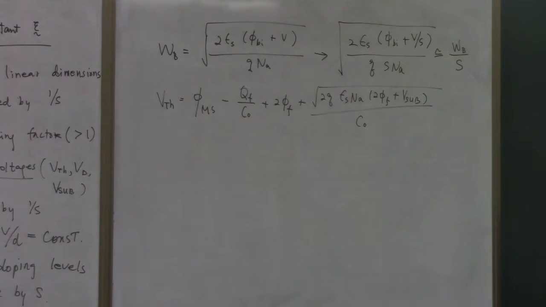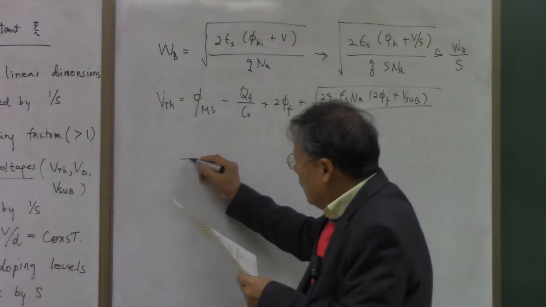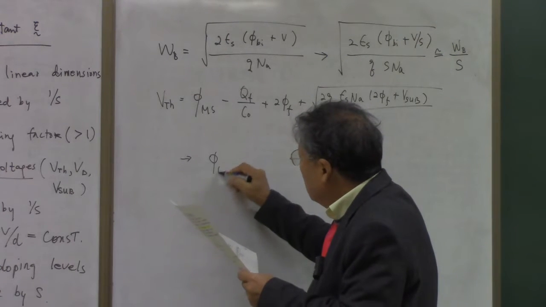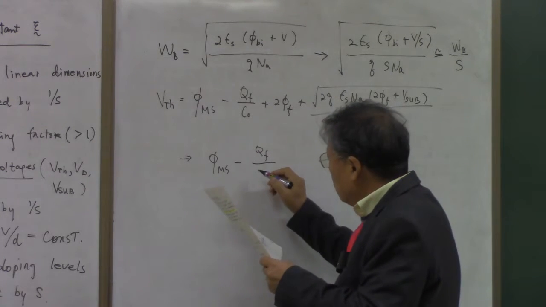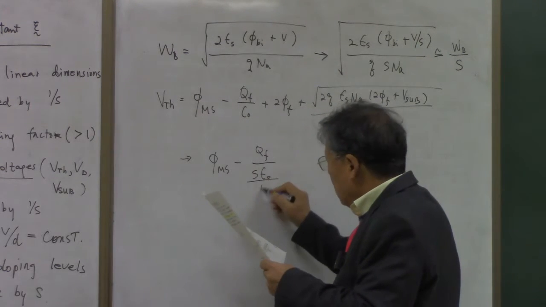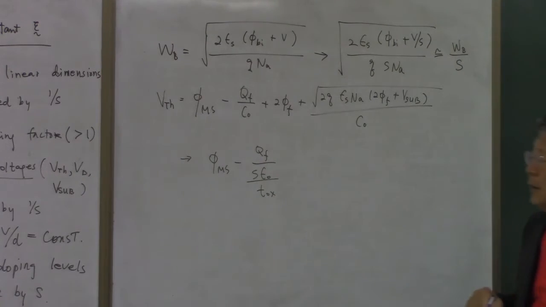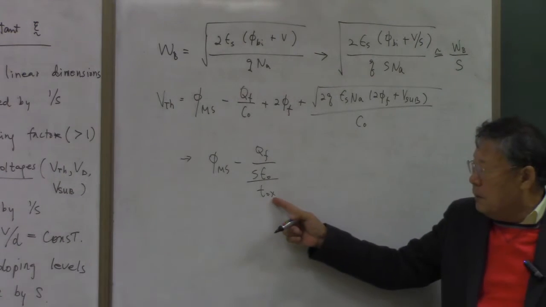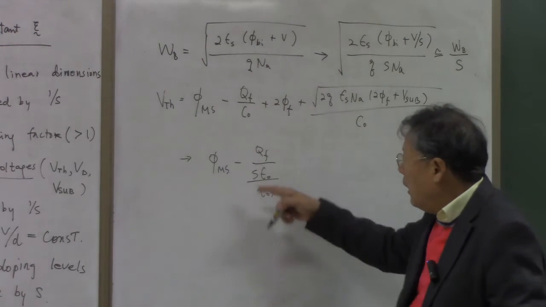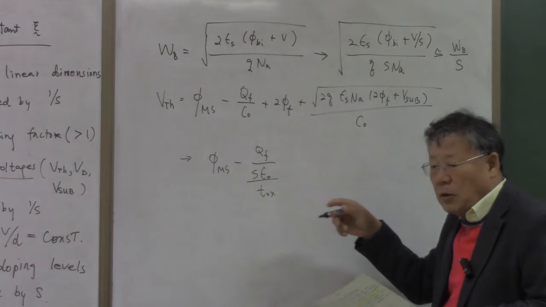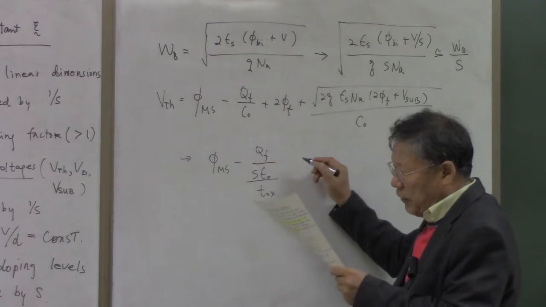And for the threshold voltage, we can also have an equation something like this that we have discussed, right? When you scale down the thin oxide by S, then the oxide capacitance is going to be changed in this fashion.